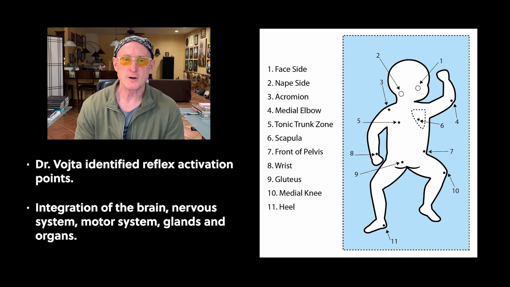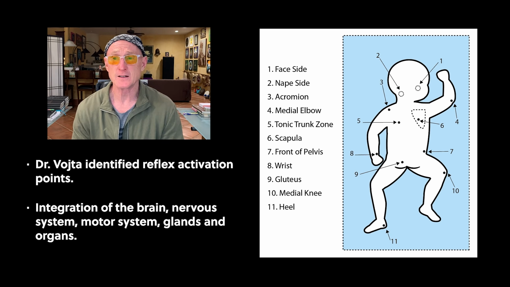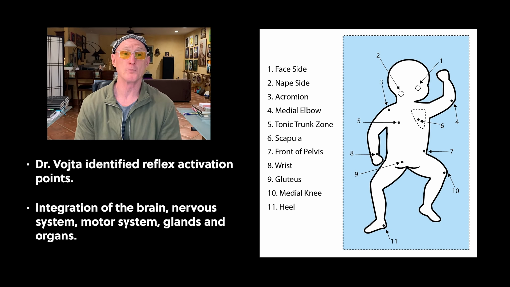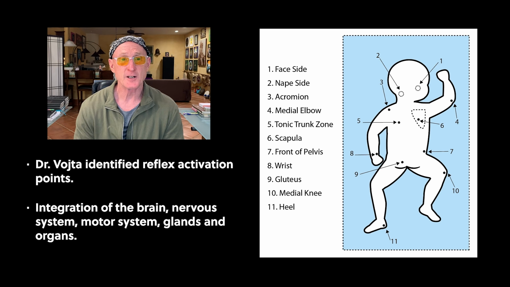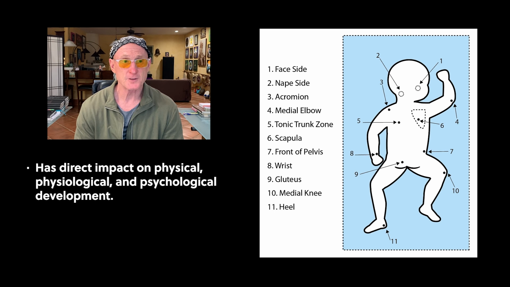But what Vojta found is that it doesn't matter how old you are, if you do the right movements and put pressure on these points in the right sequence, you will activate the software that integrates the body. Now, it doesn't just integrate the musculoskeletal system or motor system. It integrates the brain, the nervous system, the motor system, the glands, and the organs. And it has a direct impact on physical, physiological, and psychological development.